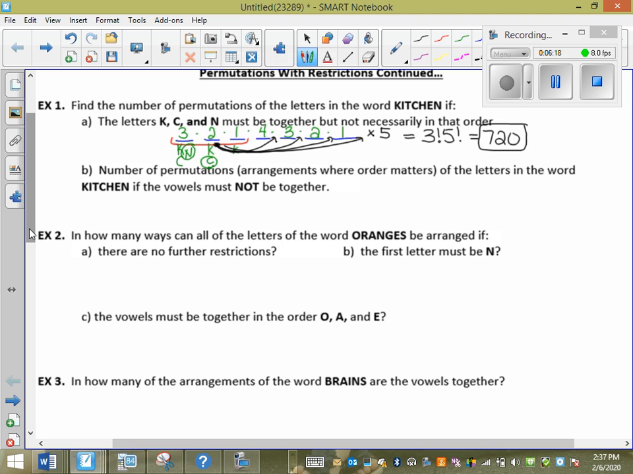So, we're going to look at kitchen. How many ways can we rearrange kitchen if the vowels must not be together? So we're going to do kitchen, rearrange, total ways to rearrange kitchen, minus off the ways that we put the vowels together, and then what's left over? The ways they are not together.